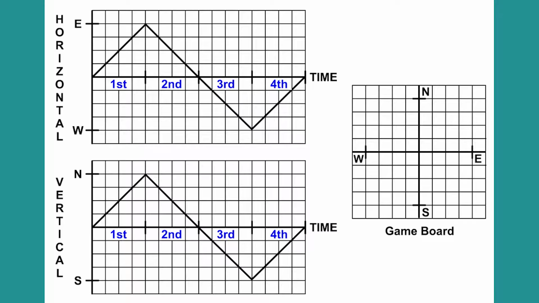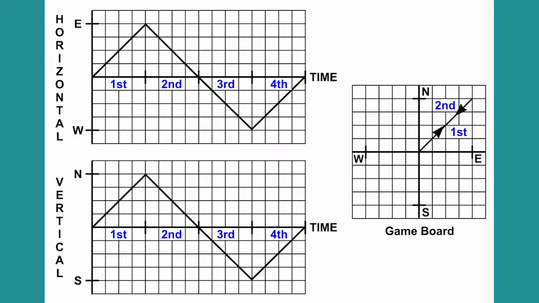First, we decide where to start. In this case, according to the horizontal instructions at t equals 0, we are neither east nor west. The vertical instructions also indicate that we are neither north nor south, so we start at the center of the game board. For the first quarter, we must move east 4 blocks and at the same time north by 4 blocks, so we move northeast along a diagonal.